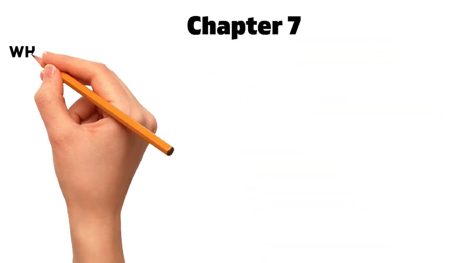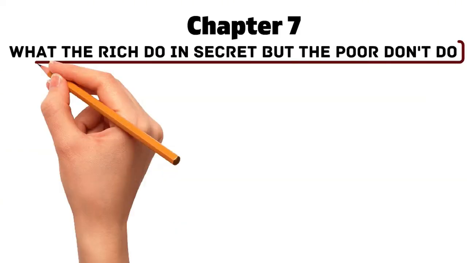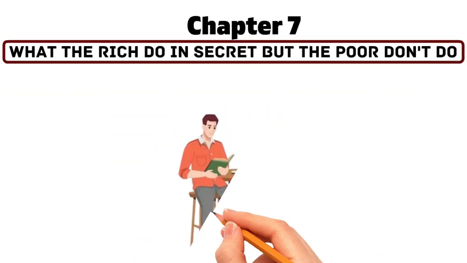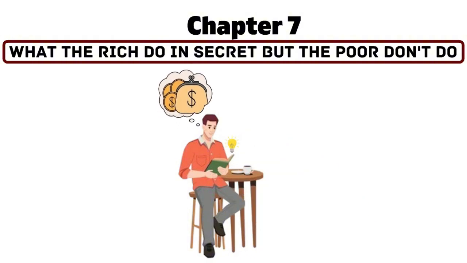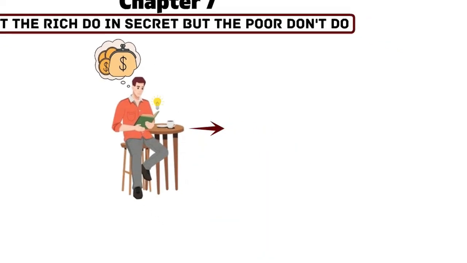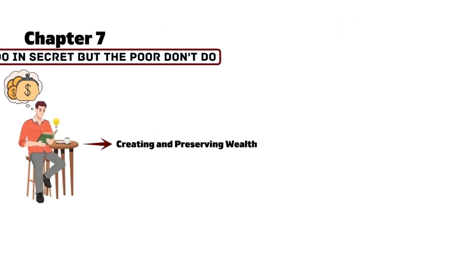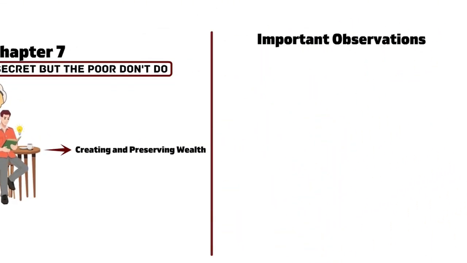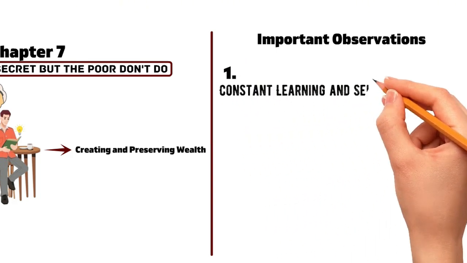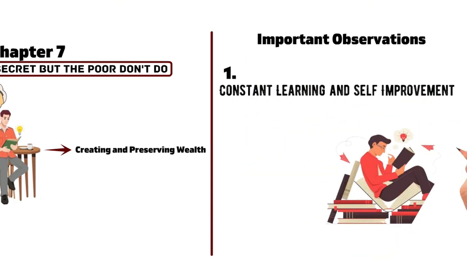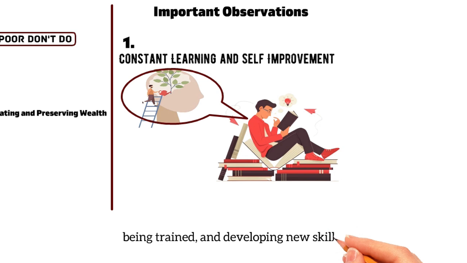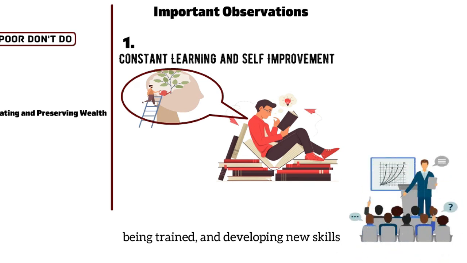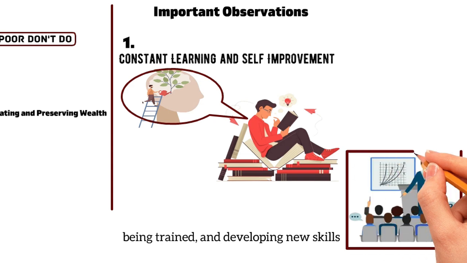Chapter 7, What the Rich Do in Secret But the Poor Don't Do, is the title. It exposes the routines and behaviors that affluent people frequently adhere to behind the scenes that support their financial prosperity. These techniques are essential for creating and preserving wealth, even though they are not always obvious. Important observations to make in this chapter are as follows. First, constant learning and self-improvement. Well-to-do people frequently make investments in their personal growth by learning new things, being trained, and developing new skills. They can keep ahead in their investments and jobs because of this ongoing learning.